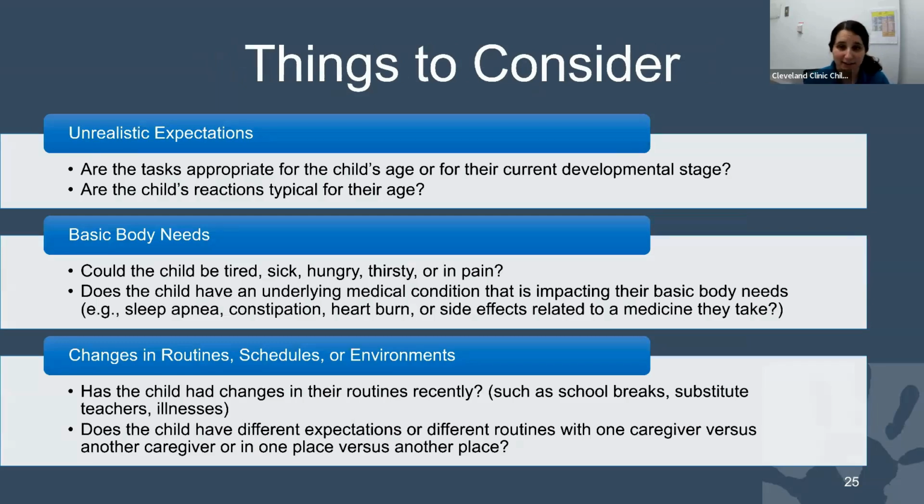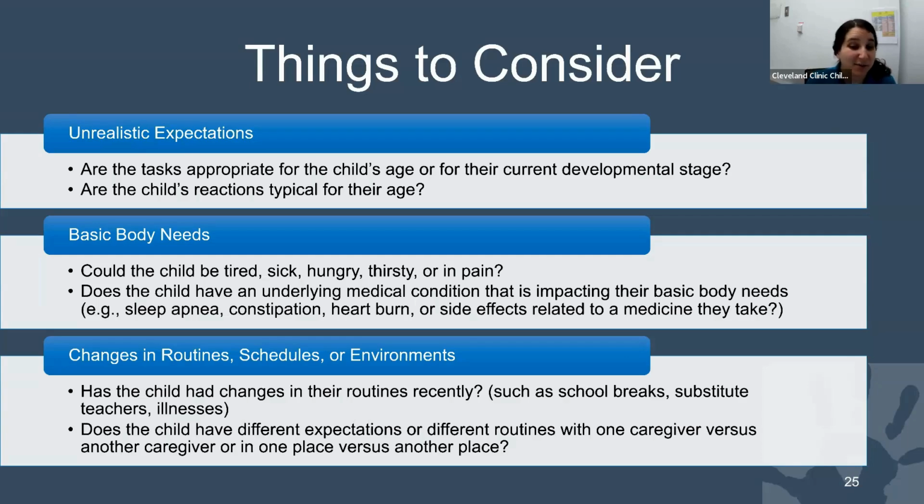Other things to consider, kind of what we were just mentioning before: are the expectations of your kiddo realistic? Are they realistic for their age or for where their development is currently at? If a kiddo has some developmental delays, are their basic body needs met? Is the child close to nap time? Is it close to lunchtime? Did they fall earlier and have a little bit of a bruise or pain in their knee? Or could they be really thirsty?